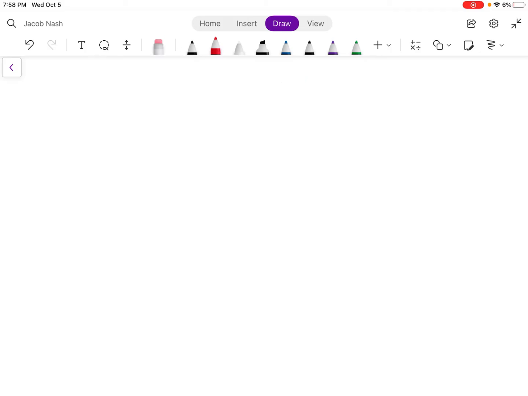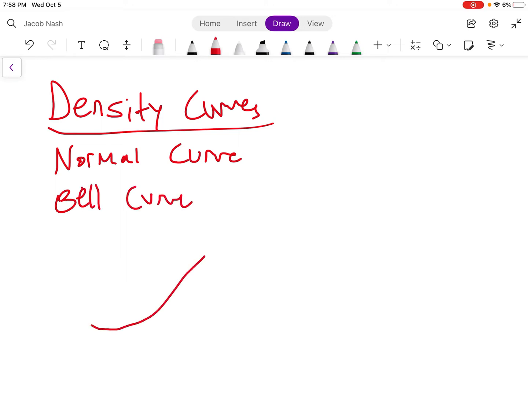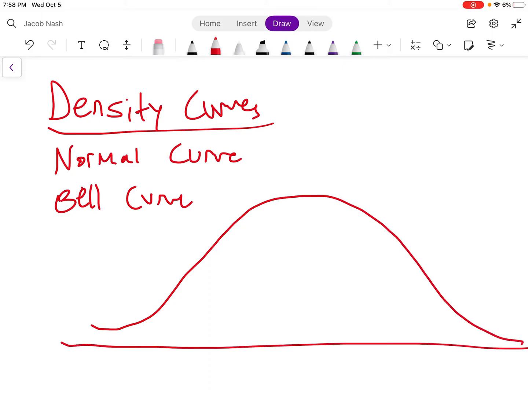All right. Density curves. There's different ones, but the one that we're going to talk about is a normal curve. So you just need to know the normal curve is a type of density curve, and the normal curve is the same thing as the bell curve. And we can look at a lot of different things with this. Bell curve is basically just what is expected to be the normal type of thing. Okay, I need to be more specific, right?